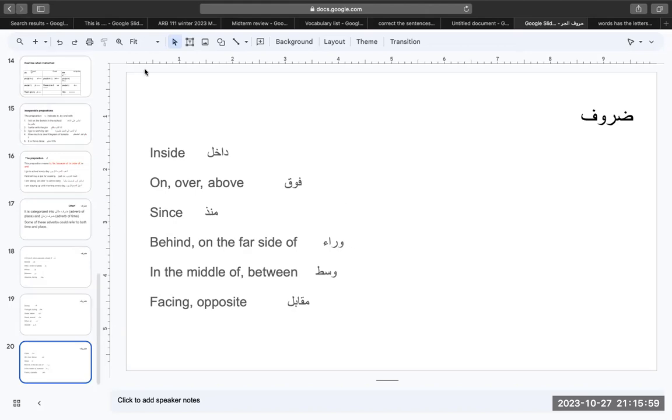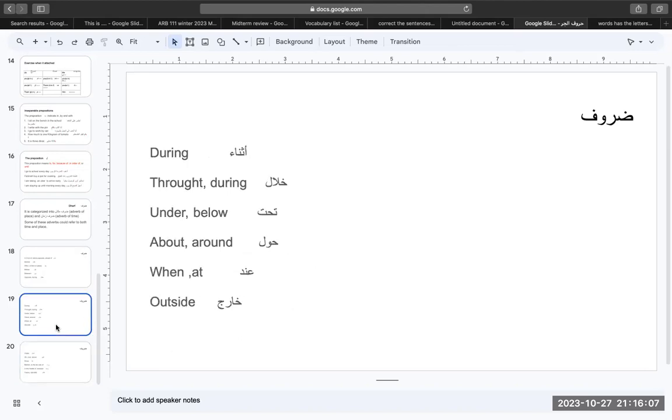So there are some of them, such as منذ, which we use for time. And for example, أثناء, we use it for time too. عند, we use it for time and place. حول, we use it for place and for time. خلال, for time and place.